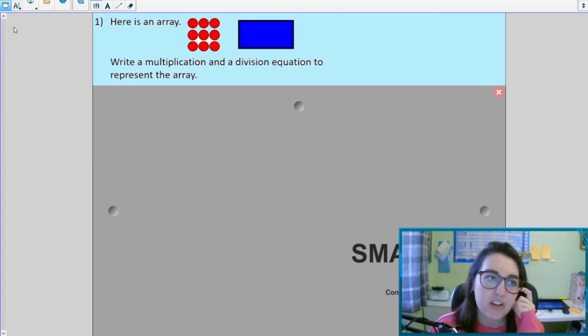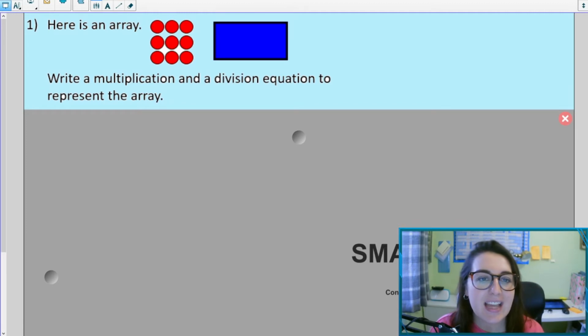So let's have a look at this first question. Okay, so this is an array here. Now what I'd like you to do is to quickly pause the video and have a think about what is the multiplication and division sentence that we can get from this array.